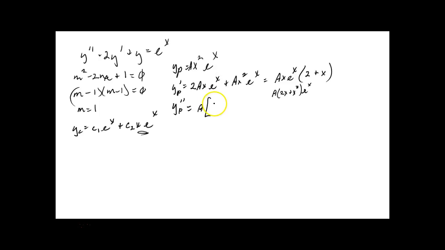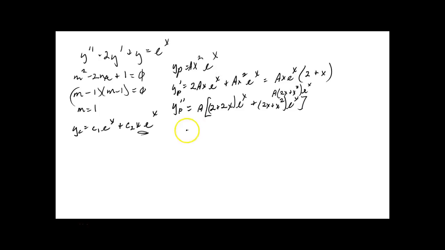What's the next part? 2 plus 2x. A little louder, I can't hear. 2 plus 2x. Okay, 2 plus 2x e to the x. Plus 2x plus x squared e to the x.